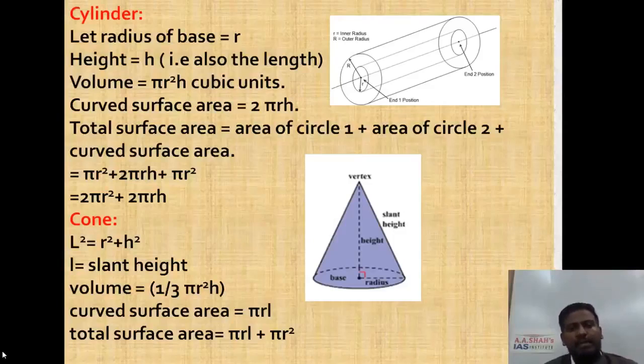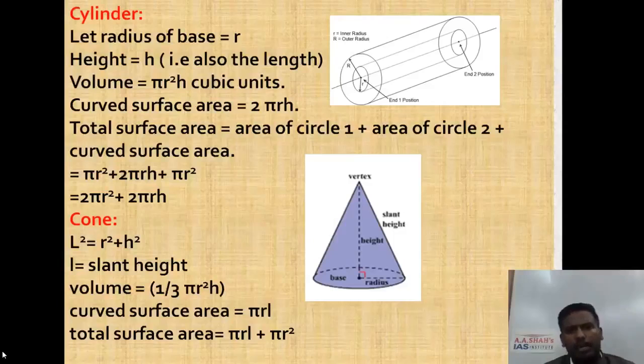Now you can see that the volume of the cone is very simple, which is 1 by 3 pi r square h, which becomes 1/3 of that of the cylinder. You can relate it that way as well, that the volume of the cone is 1/3 of that of the cylinder. Now we move towards the total surface area.